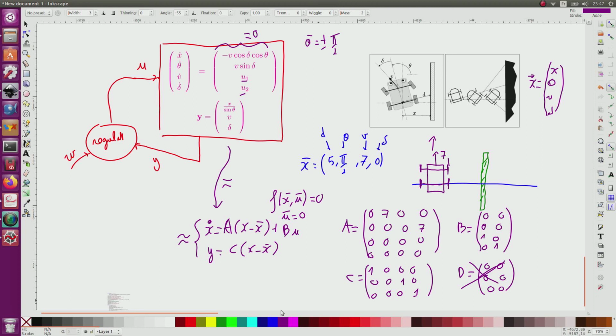Okay, so just to understand, how can I compute, for instance, this coefficient? I take this function and I compute the derivative of this function, minus v cos delta cos theta. Due to the fact that it is the first line, it corresponds to the first equation. So I compute the derivative with respect to the second variable, which corresponds here to theta. Theta is the second one.